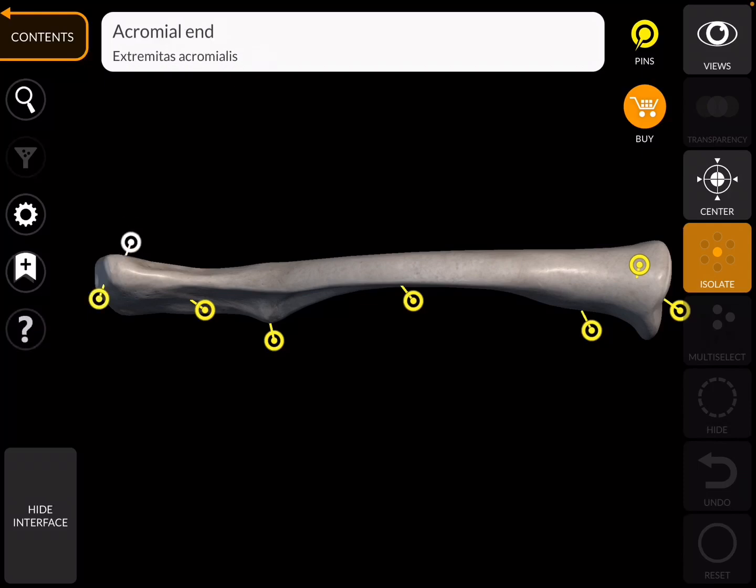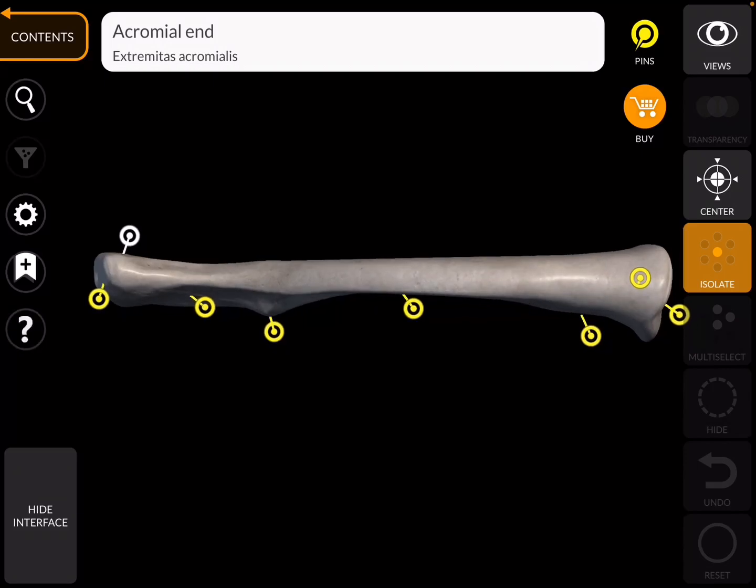And if we check here, we've got the acromial end. So that is it for the clavicle. Now, what about its fractures? It can be fractured. The common fractures that we see are normally in children, when there is force or when they fall on an outstretched hand.